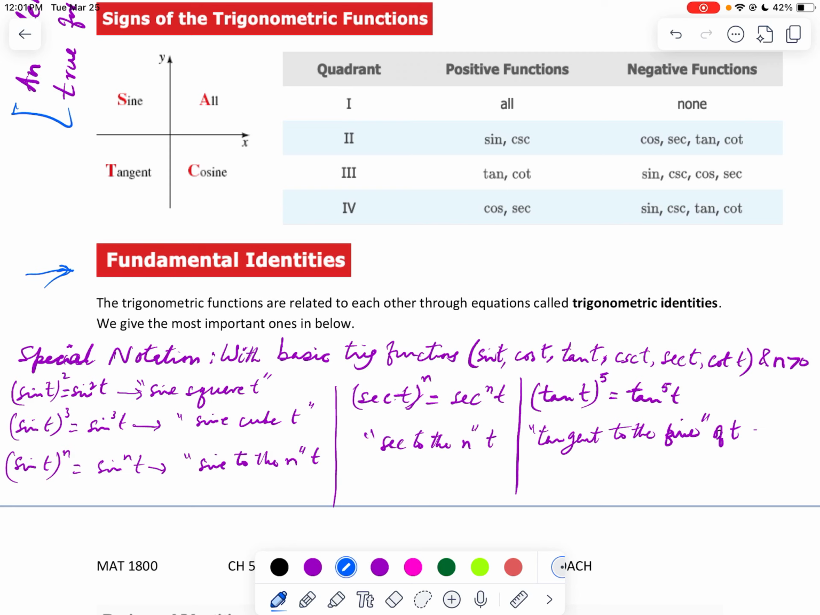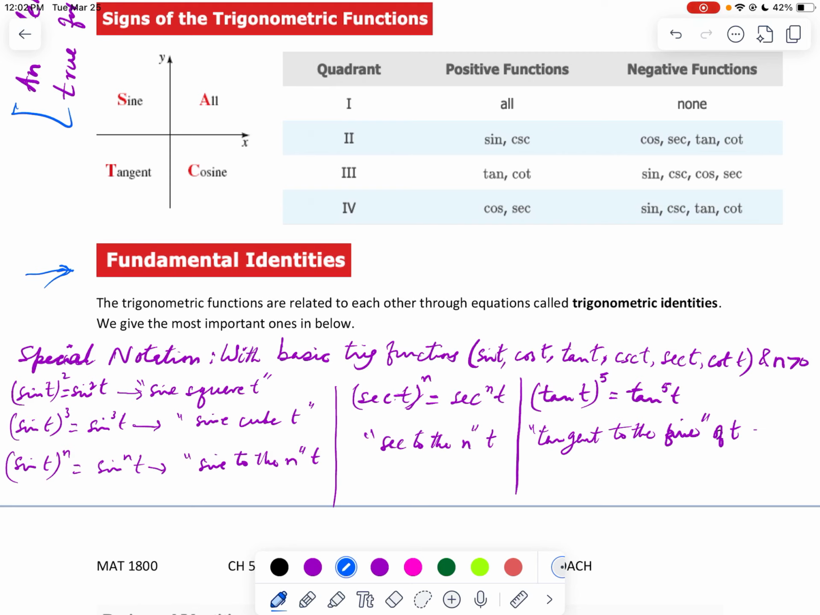Like all the 6 trig functions. So, let's say we have these trig functions, which I am calling the basic trig functions, and now you can raise them to any power n, such that n is a positive number. But how do we write that? Because that is very important. Notation is very important here.